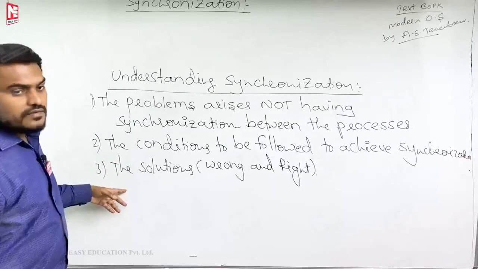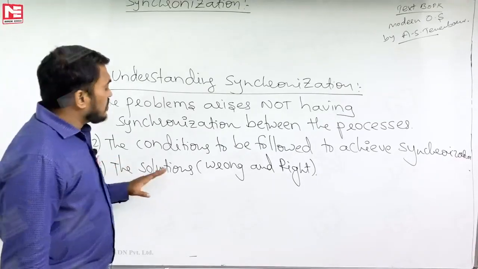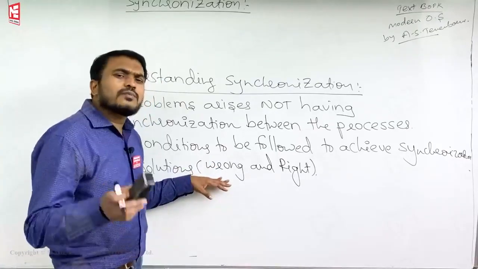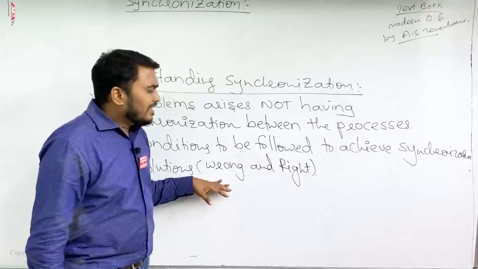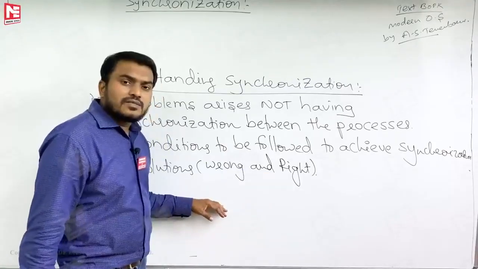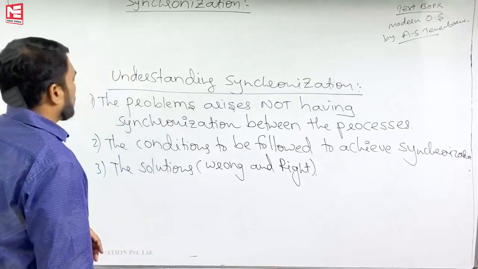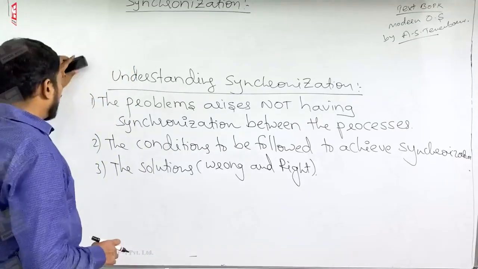And in the third step we will discuss various solutions. Remember, we will discuss both wrong solutions and right solutions. In the wrong solution we simply prove why the solution is wrong, and in the right solution we will prove why the solution is right. So, these are the 3 steps we are going to study.